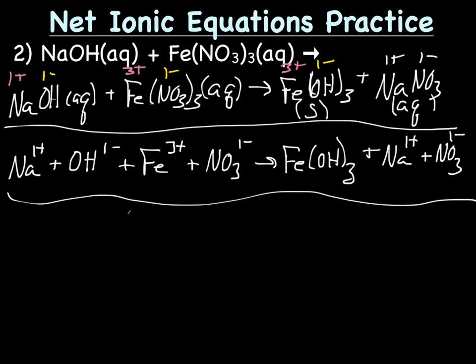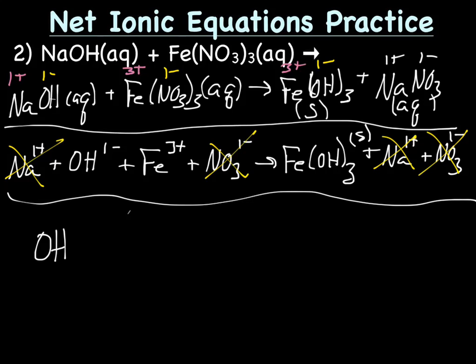Remember, spectator ions are ions found on both sides. So it looks like we have sodium ion on both the reactant and the product side, so it is definitely a spectator, not involved. Hydroxide is an ion on the reactant side, but it is part of the solid product, which I neglected to write solid. Let me put that in there. So it stays. Iron is an ion on the reactant side, but part of the solid product on the product side. And nitrate is also a spectator ion because it is found on both sides of the equation as an ion.